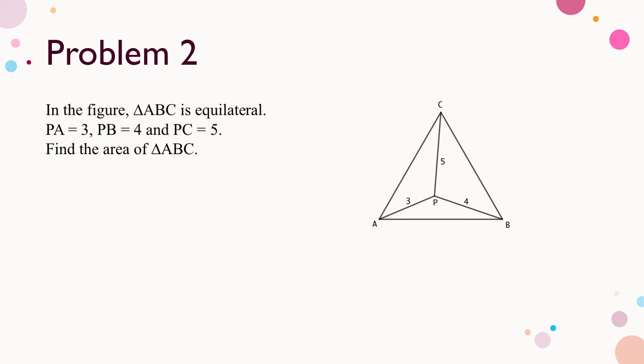This is a problem similar to problem 1. This time, we are given an equilateral triangle ABC. P is a point inside the triangle. The distances from P to the 3 vertices are given, which are 3, 4, and 5. We are asked to find the area of triangle ABC. See if you can apply the techniques learned from problem 1 to solve this. Pause and try.